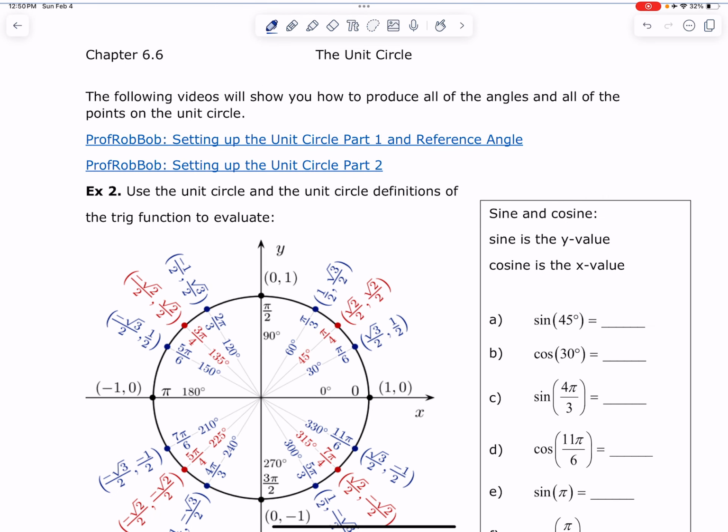Okay, here's our chapter 6.6 notes, the unit circle, page 3. We are going to use the unit circle to do some stuff we did on the last set of notes.